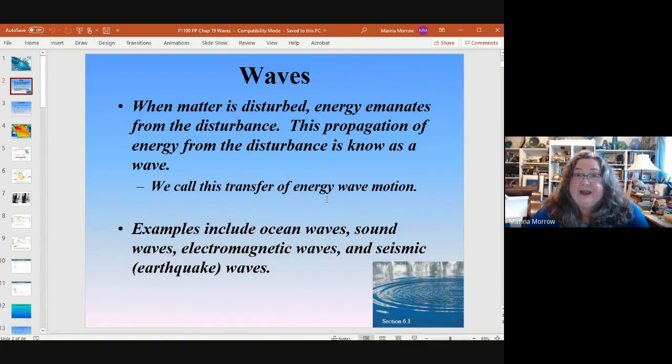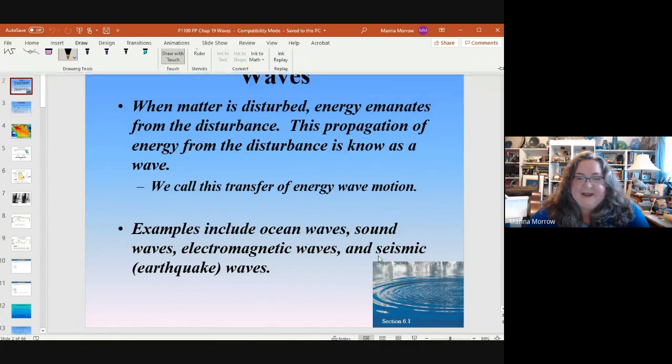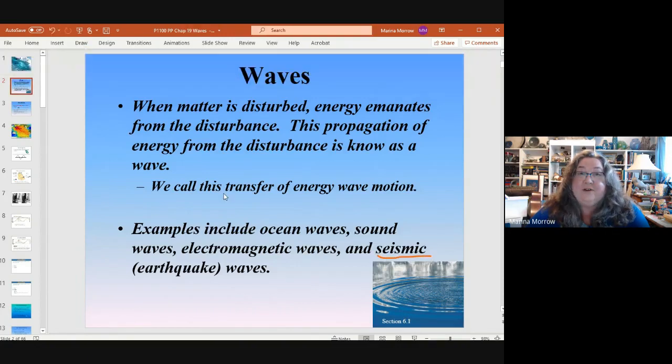There are lots of different kinds of waves. There are ocean waves, sound waves, electromagnetic waves, and there are seismic or earthquake waves or shock waves in the air. So there are lots of different kinds of waves that we'll be talking about.